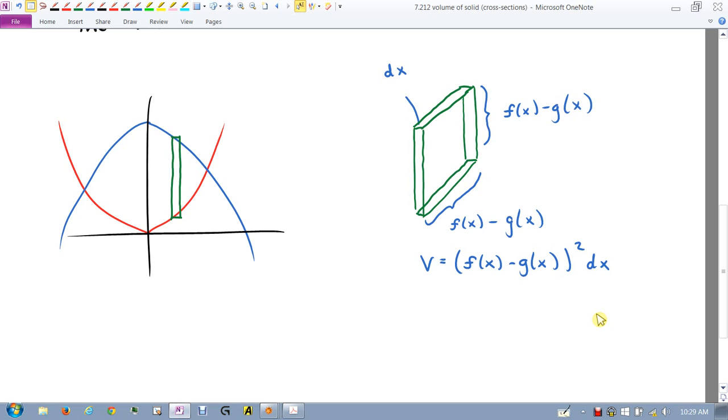Integral. So the volume will be no pi or anything like that, right? Our formula doesn't have pi in it. It's just the integral from a to b. In this case, we'll know what that is. f of x minus g of x squared dx. That's it.